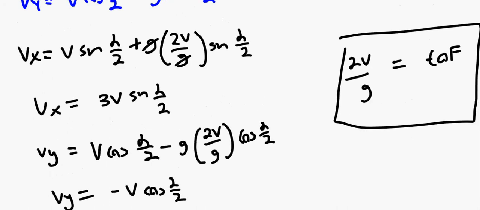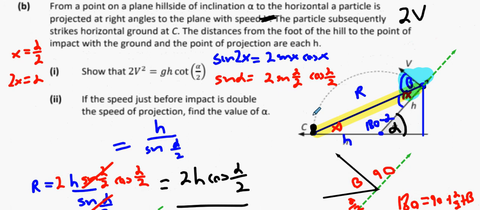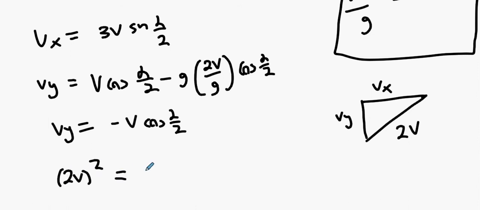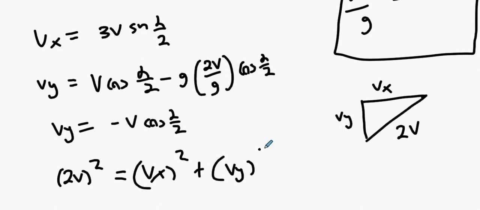Now imagine this scenario, back to our original diagram. Imagine you're dropping downwards, for argument's sake 3 across and 4 down. You're after the hypotenuse. The hypotenuse is the speed. So in this condition, it's Vy, Vx, and the hypotenuse is 2v. So 2v squared equals Vx squared plus Vy squared.